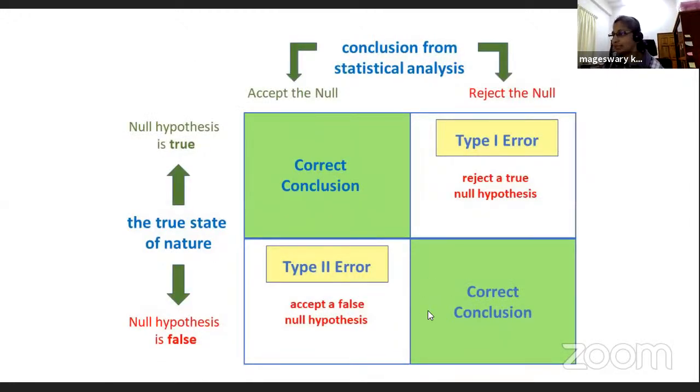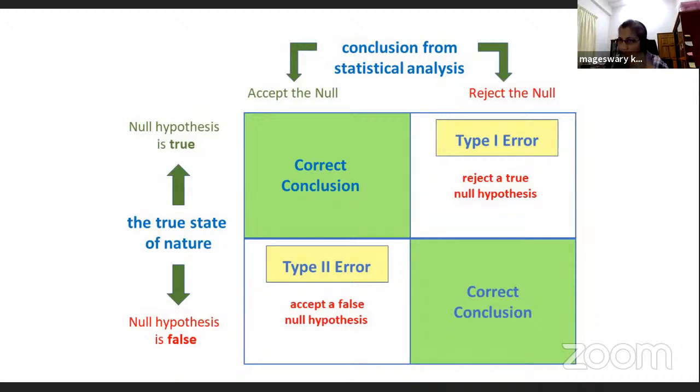So this is a brief summary of the type 1 and type 2 error. The correct conclusion is when you reject the null hypothesis when there is a significant difference between the pre and post test, and when you accept the null hypothesis when there is no significant difference. So you reject the null hypothesis when there is a significant difference, and you accept the alternative hypothesis when there is a significant difference. That is the correct conclusion.